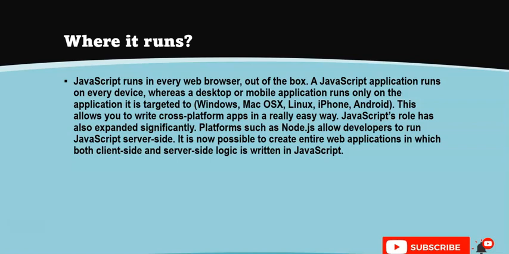Where does it run? JavaScript runs on every web browser. Out of the box, a JavaScript application runs on every device, whereas a desktop or mobile application runs only on the platform it is targeted to, which is Windows, macOS, Linux, iPhone, or Android. This allows you to write cross-platform apps in a really easy way.